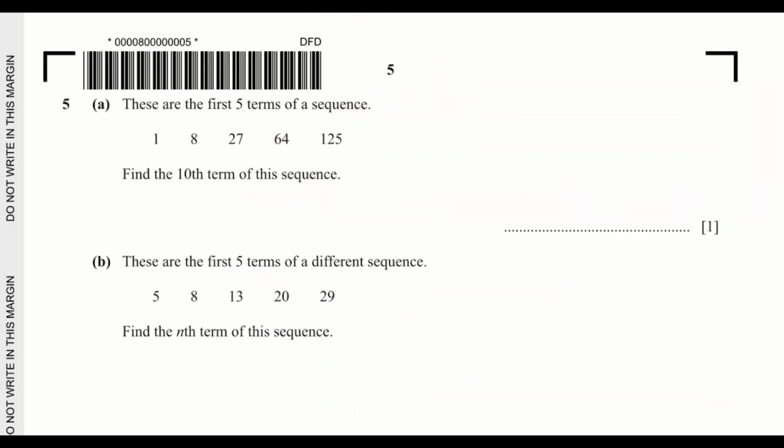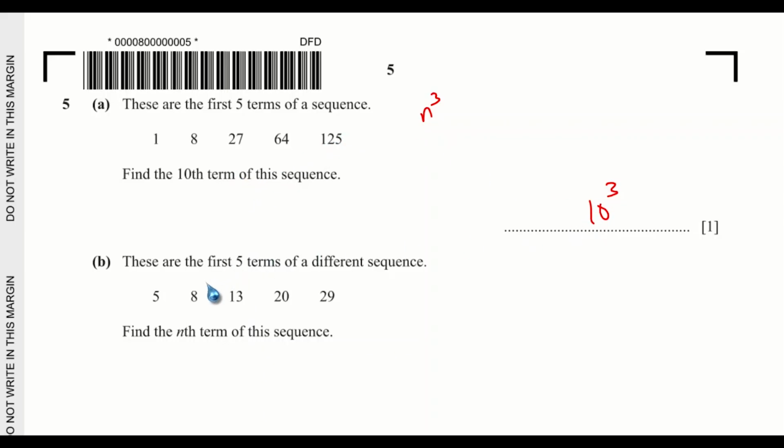Okay, so here, these are the first 5 terms of a sequence, 1, 8, 27, 64, and 125. Find the 10th term of this sequence. So if you look at this, this is 1 to the power of 3, 2 to the power of 3, 3 to the power of 3, 4 to the power of 3, and so you can see that the nth term is n to the power of 3. So to get the 10th term, it should be 10 to the power of 3.